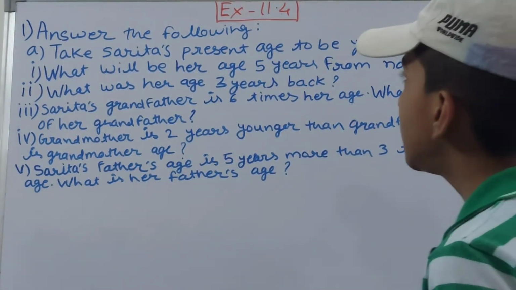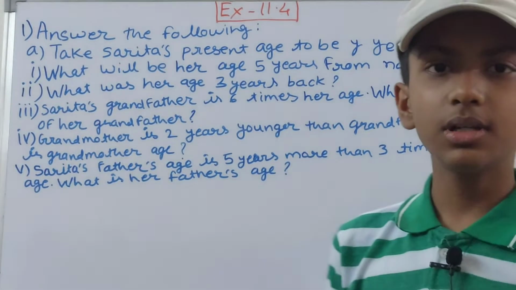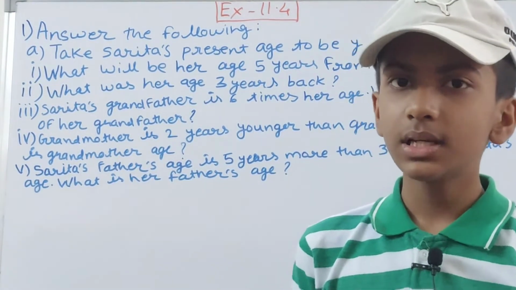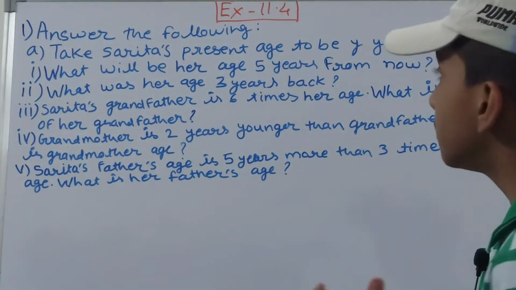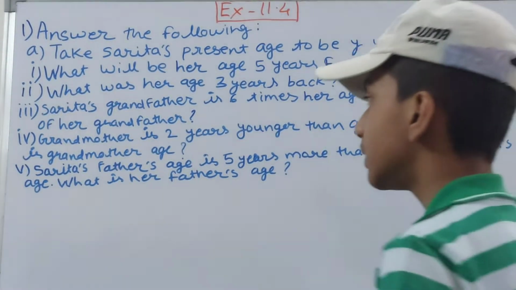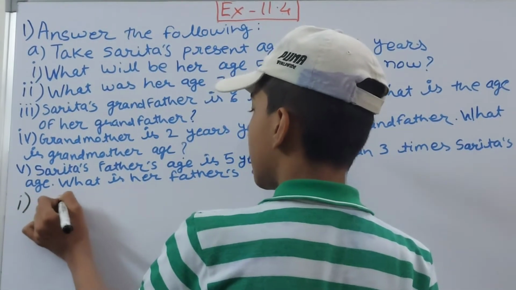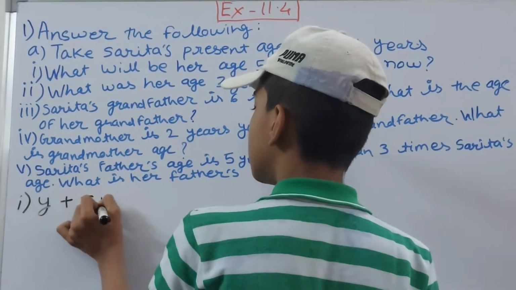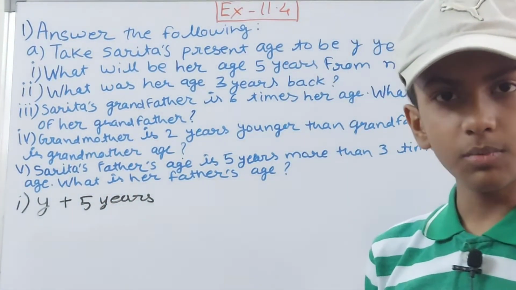First part is, take Sarita's present age to be Y years. Okay, so Sarita's present age is Y years. Then it is asking us what will be her age 5 years from now. So what will you write here? Yes. So we will add 5 years in the Y years. So Y plus 5 years will be her age 5 years from now.